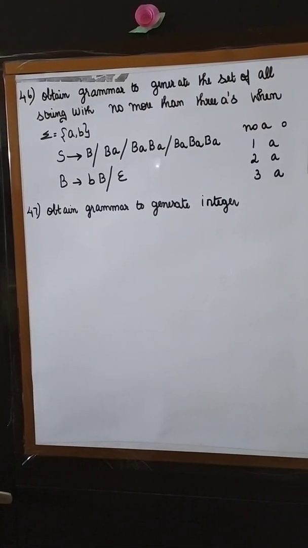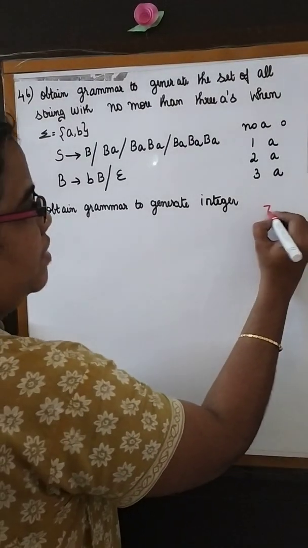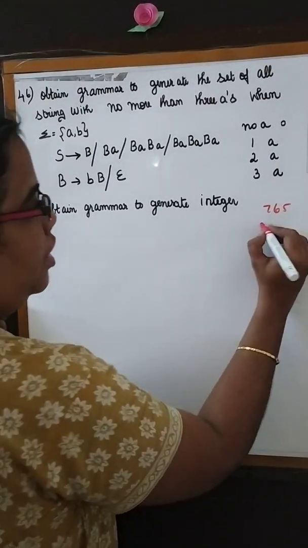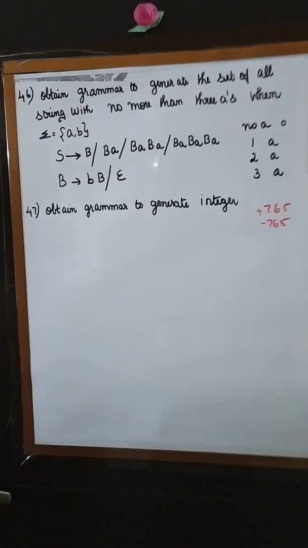So this is a question. Here they have given: obtain a grammar to generate integers. Integer means what? The number. So the number will be 765 or otherwise minus 765. Integer means you can have either a plus sign followed by some numbers, or a minus sign followed by some numbers.